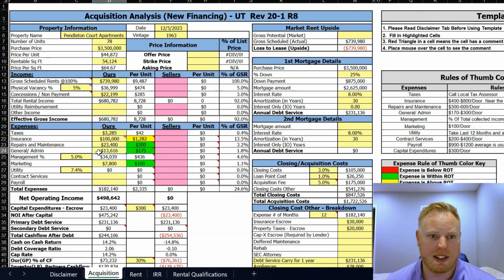General and administrative expense, this is 2%. This would be like an asset management fee. This would be a fee going to myself as a general partner or the asset manager. And make sure you include that fee because that's something that is industry standard.